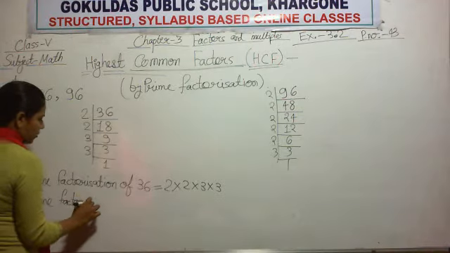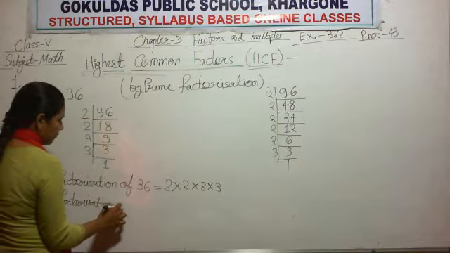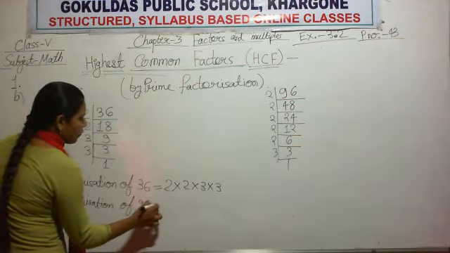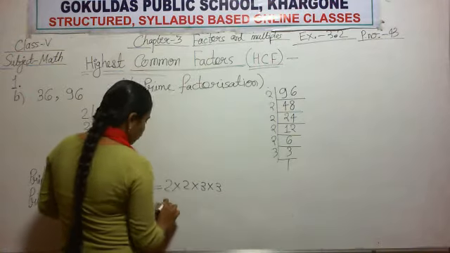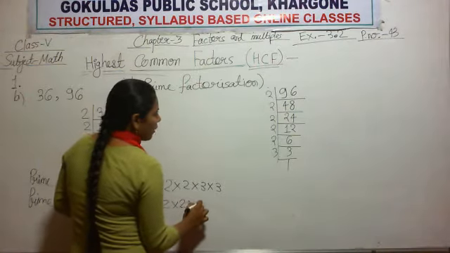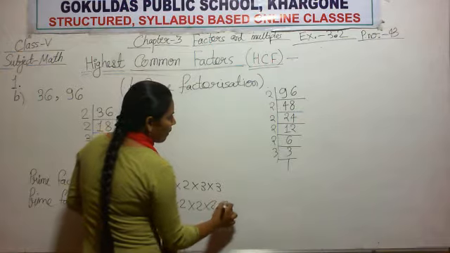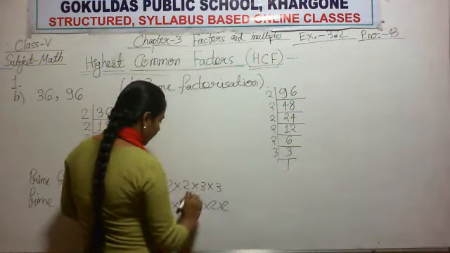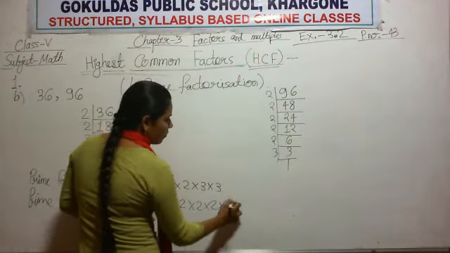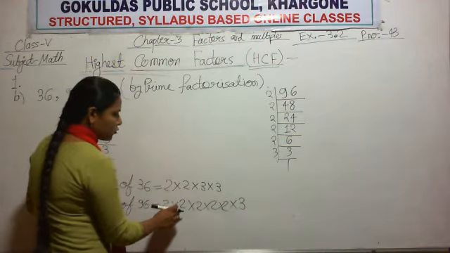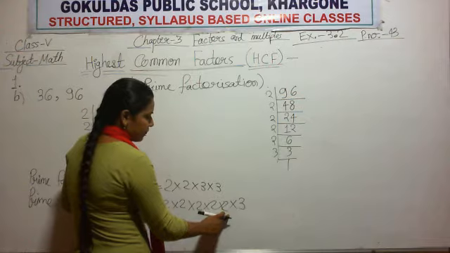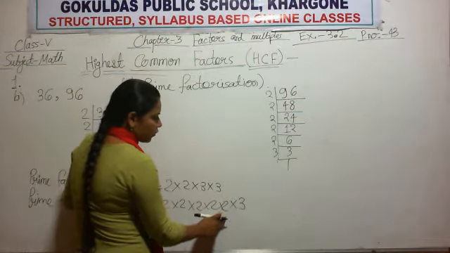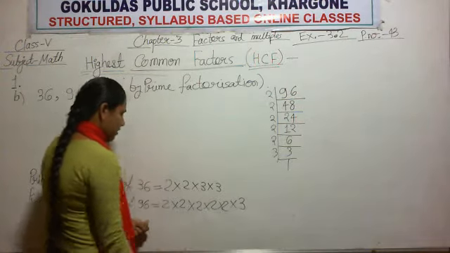Prime factorization of 96 is equal to the product of all these prime numbers, that is 2 multiplied by 2 multiplied by 2 multiplied by 2 multiplied by 2 multiplied by 3. 2 2s are 4, 4 2s are 8, 8 2s are 16, 16 2s are 32, and 32 3s are 96.